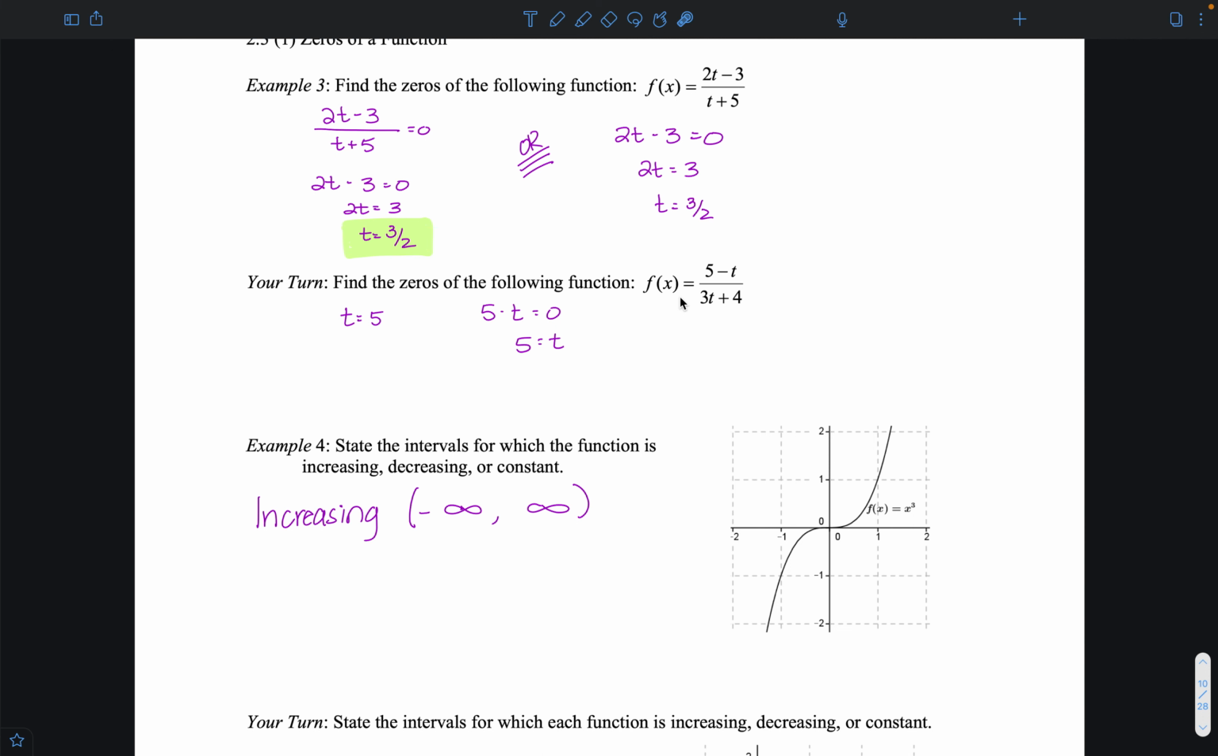All right, so that one was pretty quick, pretty painless. If we do 5 minus t equals 0, just add t to both sides and you get t equals 5. So that's the value that makes it 0. So that one only has one 0 value.